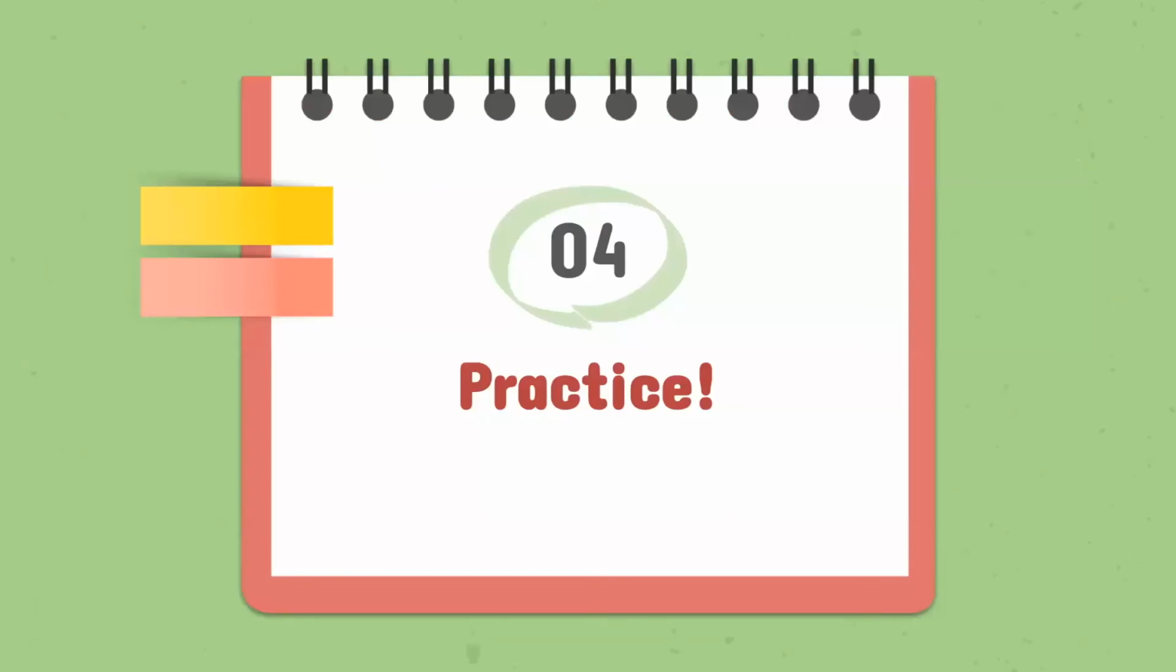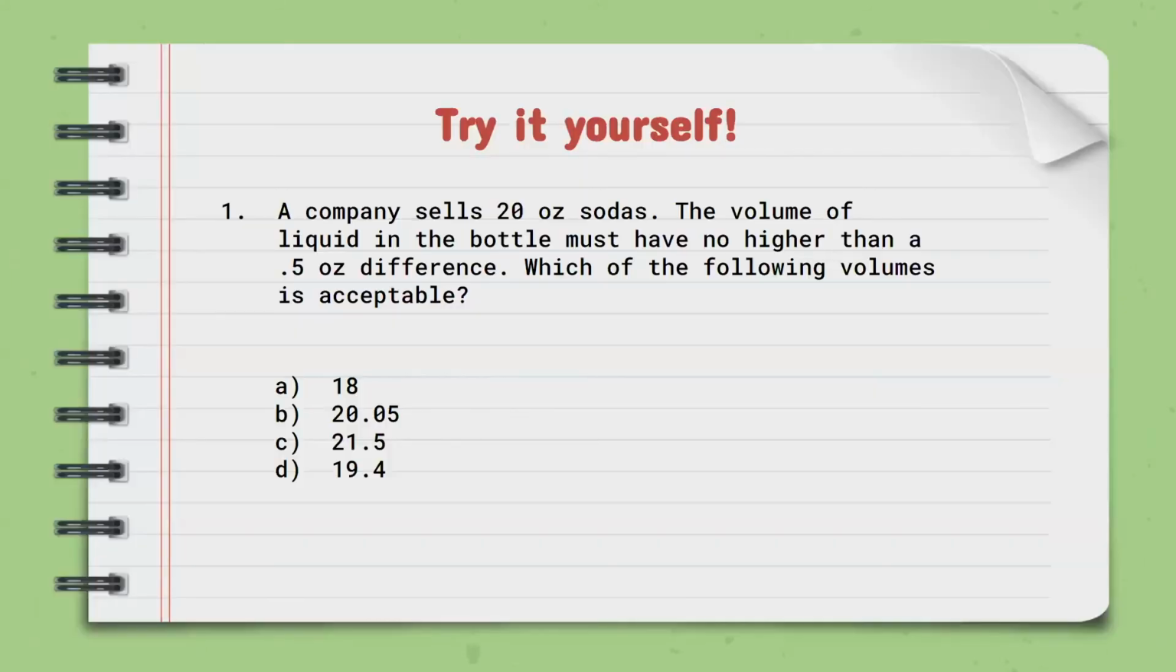Let's do some practice. Number 1, a company sells 20-ounce sodas. The volume of liquid in the bottle must have no higher than a 0.5 ounce difference. Which of the following volumes is acceptable? B would be correct because it has no bigger than a 0.5 ounce difference.